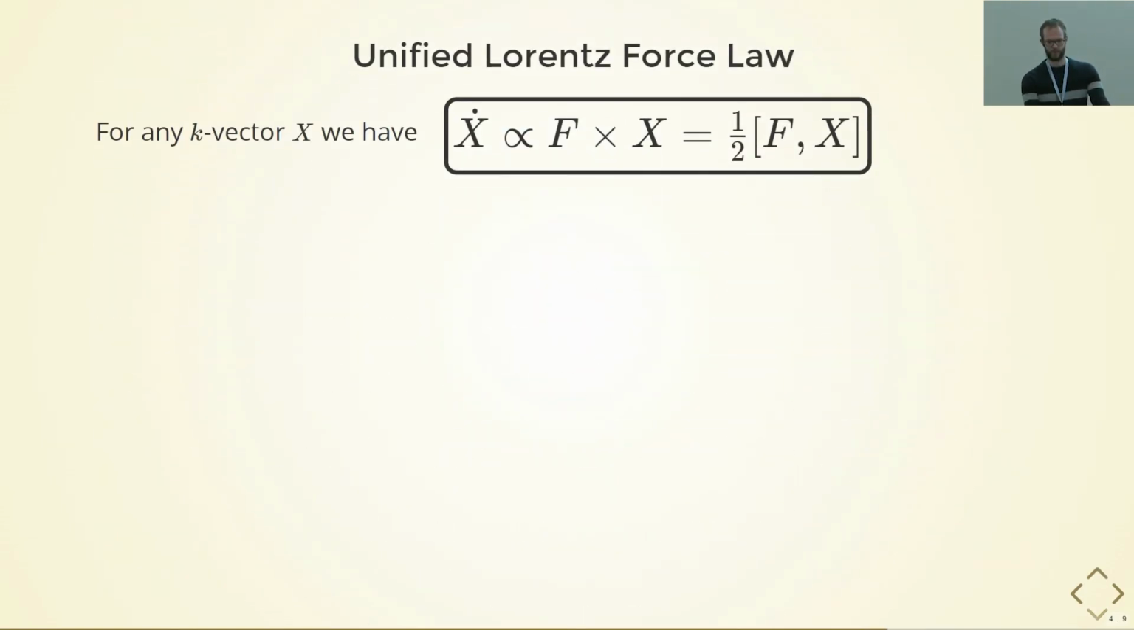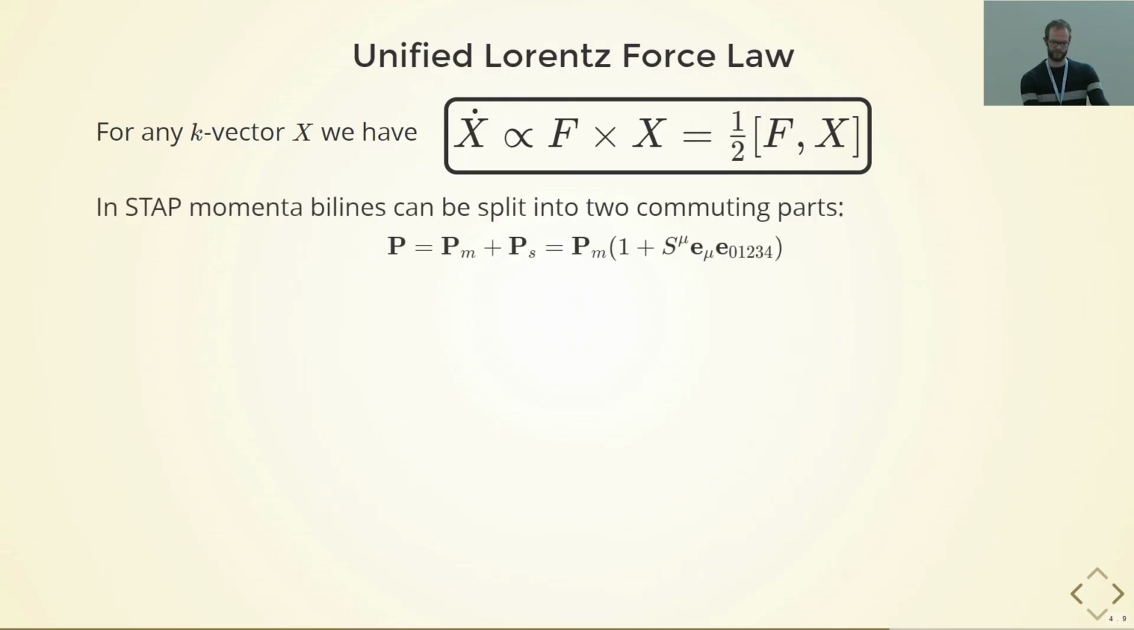So we're almost there now. Now we get to something called the unified Lorentz force law. And that is the idea that for any k-vector x, if you want to see how it updates under electromagnetic fields, so the electromagnetic field is F, then it always goes via commutation. So the derivative of x is always the commutator product of F with x. And in STAP, our space-time algebra, momentum bivectors can always be split into these two commuting parts, as I've shown.